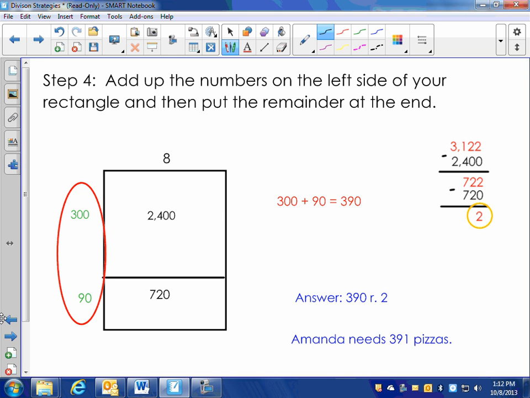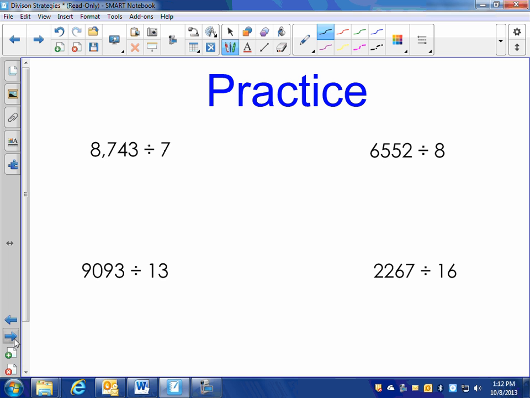So step 4 is to add up the numbers on the left side of the rectangle and then put the remainder at the end. So 300 plus 90 gives us 390, remainder 2. Now, because we know that the pizza shop's not going to sell us 2 individual slices of pizza, Amanda will need 391 pizzas. So we're going to start with this first problem.